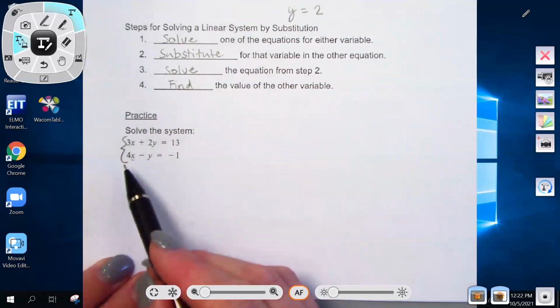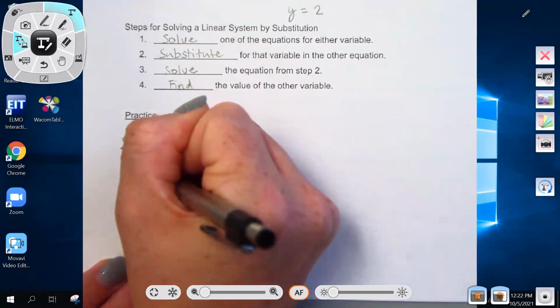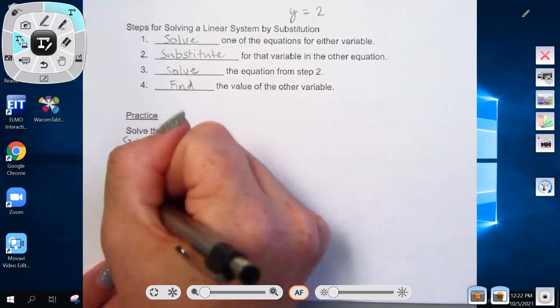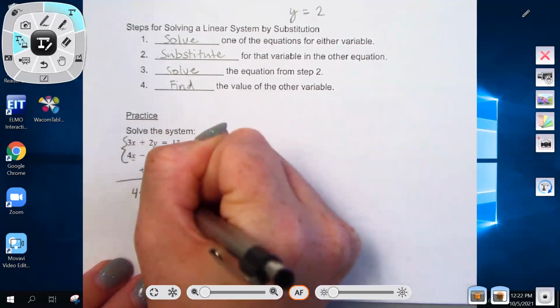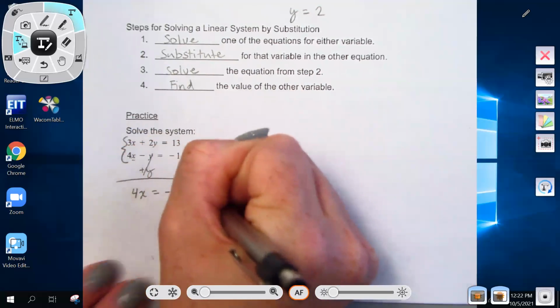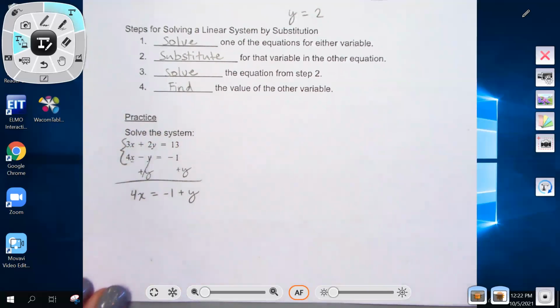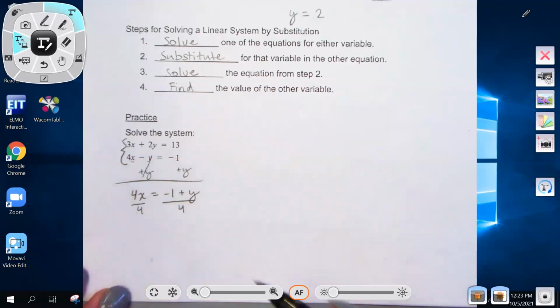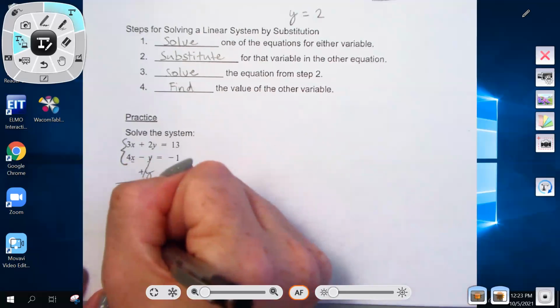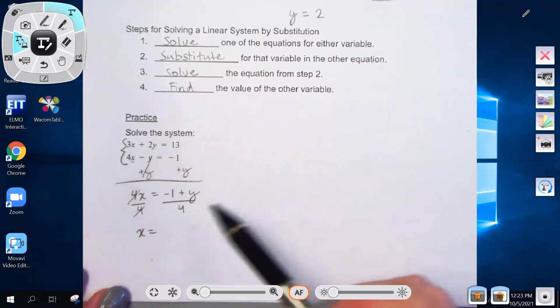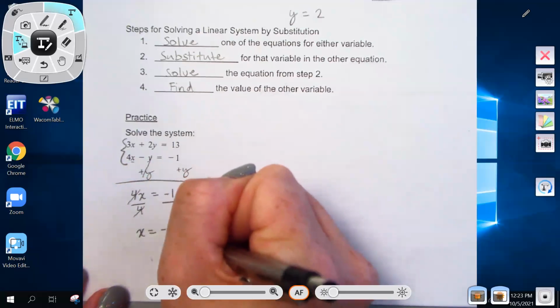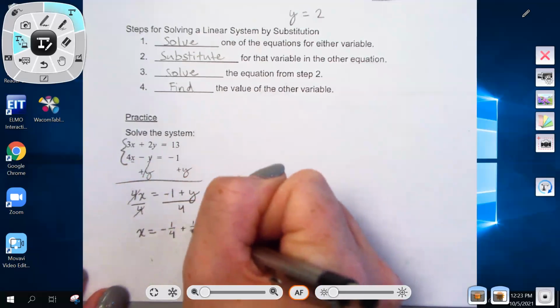Okay, so if I want to solve for this 4X, I need to add Y to both sides. I get 4X equals negative 1 plus Y, or Y minus 1. If you wanted to write it that way, that'd be fine too. Divide both sides by 4 to get X by itself. So we have to divide both of these terms by 4. So we get negative 1/4 plus 1/4 Y.